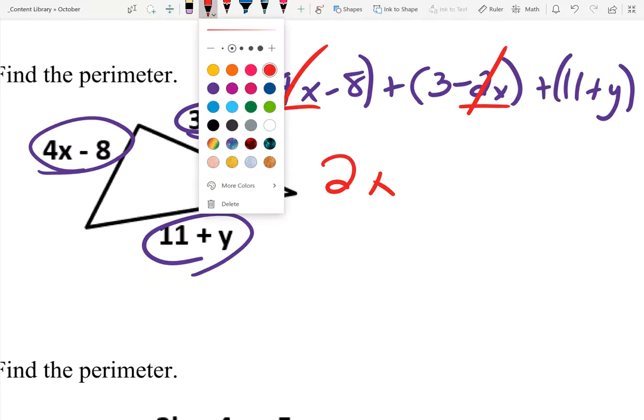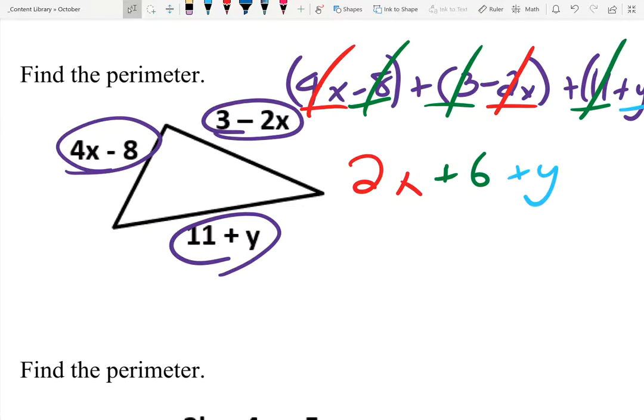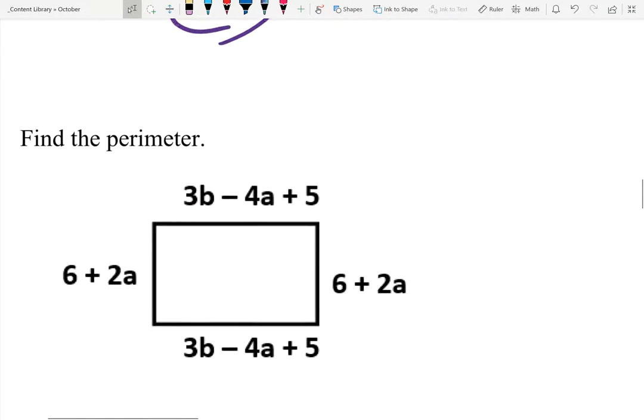Let's look at our constants. We have negative 8 plus 3 plus 11. So negative 8 plus 3 is negative 5, and negative 5 plus 11 is 6. So that'll be plus 6 overall. All 3 of those numbers combine to make plus 6. And then lastly, we have our y. That's the only y that's there. It's just a positive y being added, so it's plus y. That is our answer for the perimeter. It's just adding up those sides together. All right, we'll look at the next one.